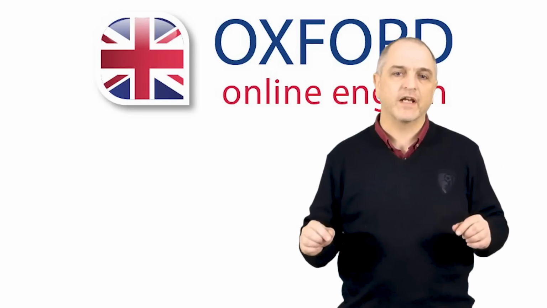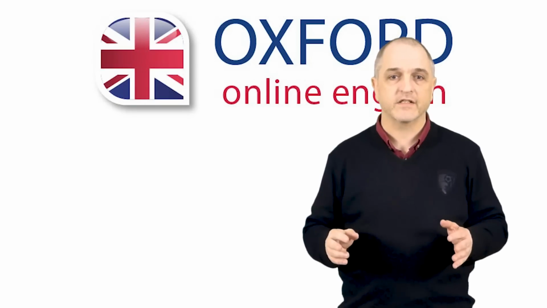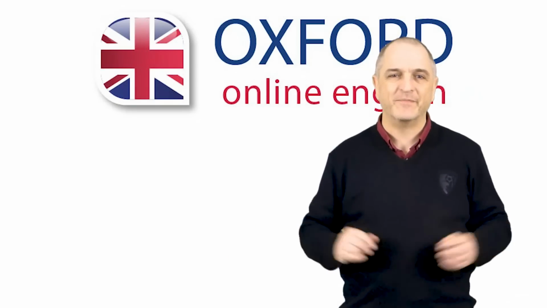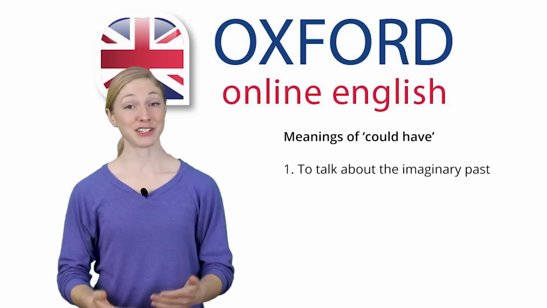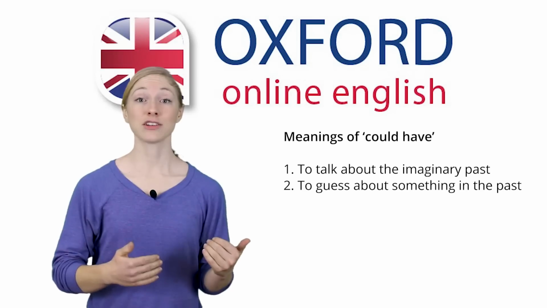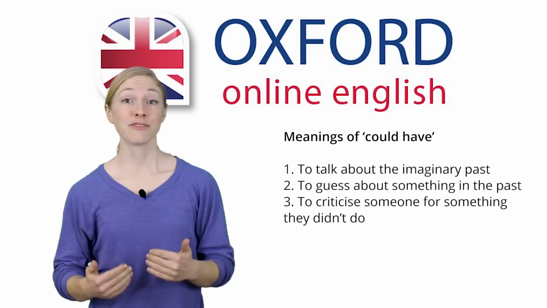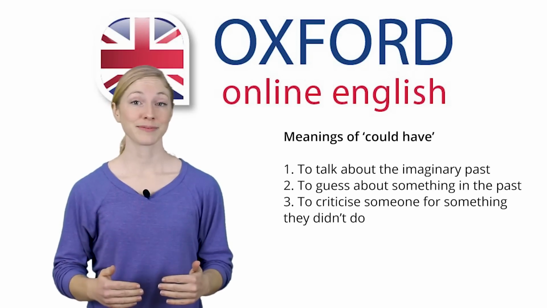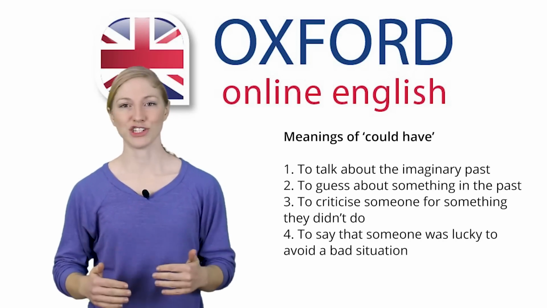Let's review quickly. Could have has 4 different meanings. Can you remember them? You can use could have to talk about the imaginary past, to guess about something in the past which you aren't sure about, to criticize someone for something they didn't do, and to say that someone was lucky to avoid a bad situation.